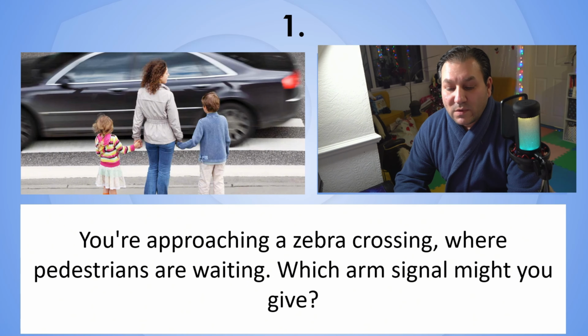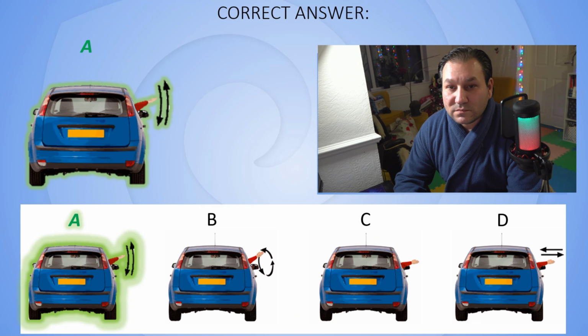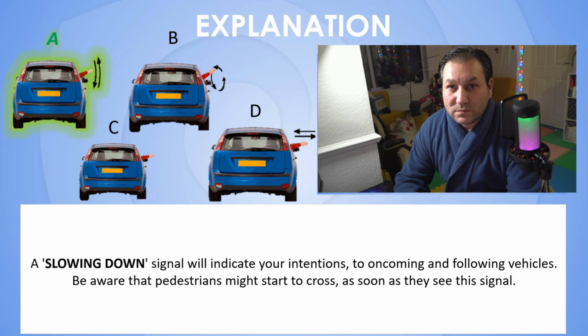1. You're approaching a zebra crossing where pedestrians are waiting. Which arm signal might you give? A, B, C, or D? The correct answer is A. Explanation. A slowing down signal will indicate your intentions to oncoming and following vehicles. Be aware that pedestrians might start to cross as soon as they see the signal.